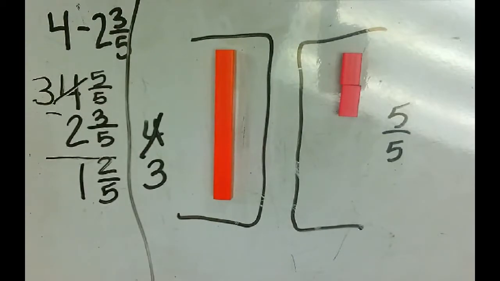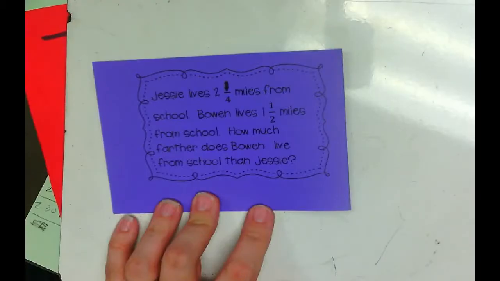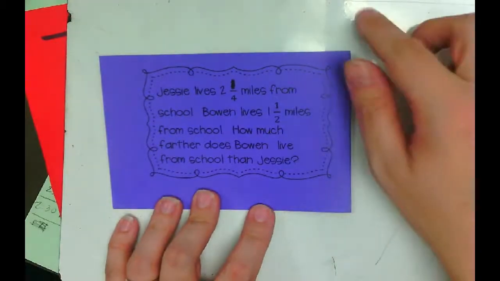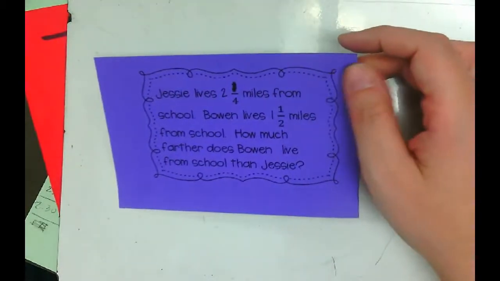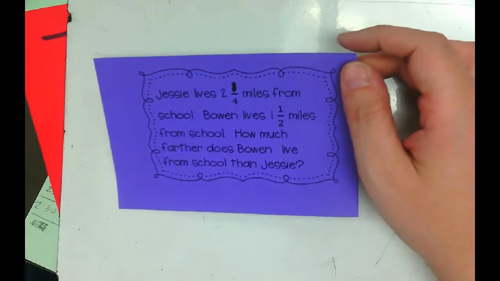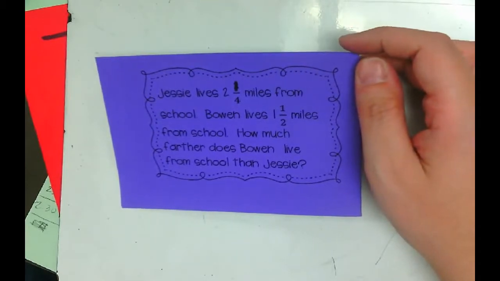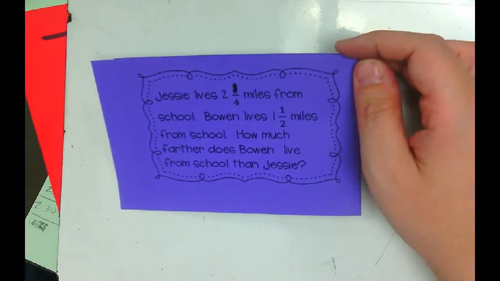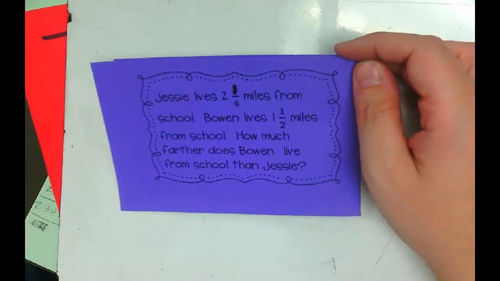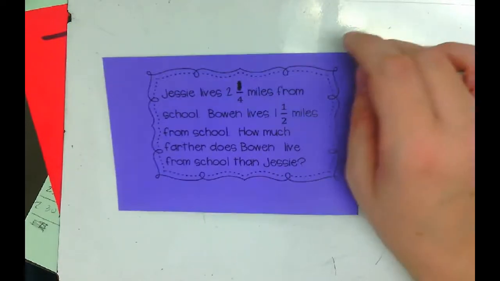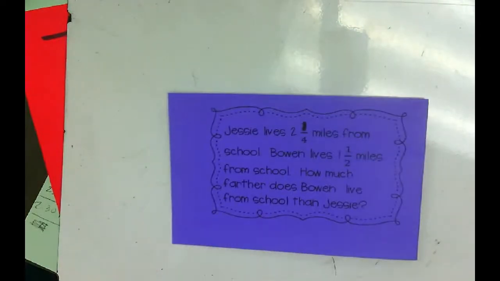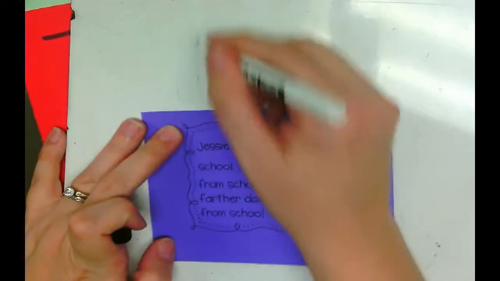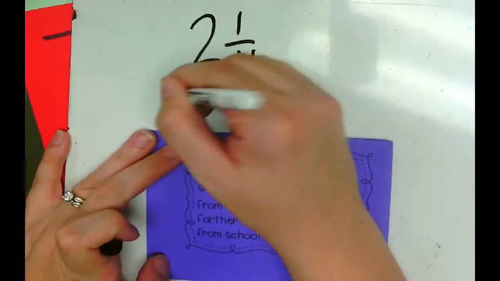All right. I know this is hard to see, but it says Jesse lives 2 1/4 miles from school. Bowen lives 1.5 miles from school. How much further does Bowen live from school than Jesse? So, what operation am I going to do? Subtract. So, we're going to go ahead and write 2 1/4 minus 1 1/2.